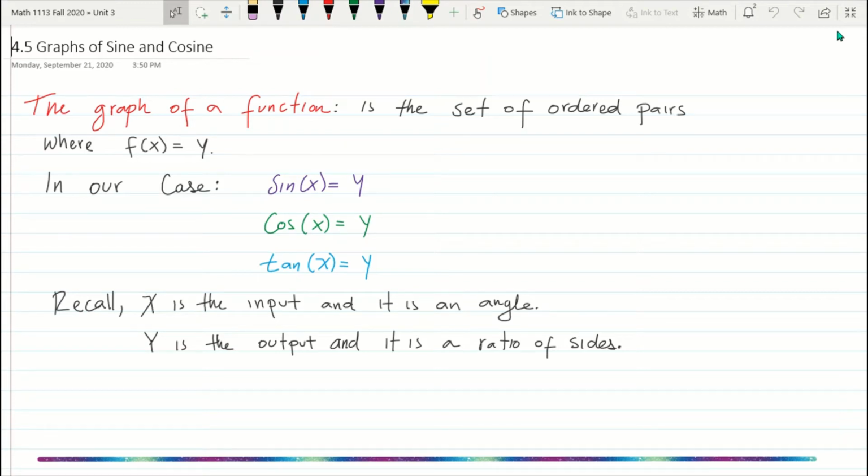In 4.5, we're going to talk about the graphs of cosine and sine. So, ideally, a graph is just a bunch of ordered pairs that are so next to each other that it seems like they make a line, right? So, you have a function, and you input the x value and you get the y value out.